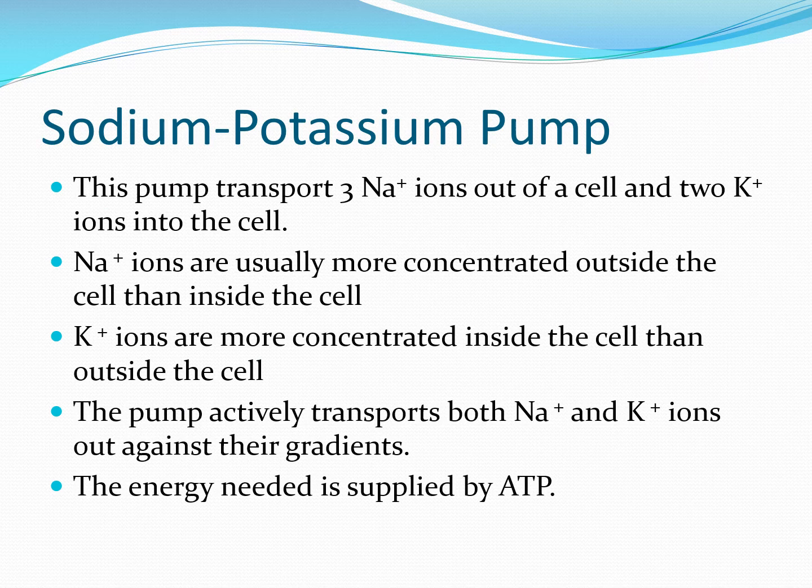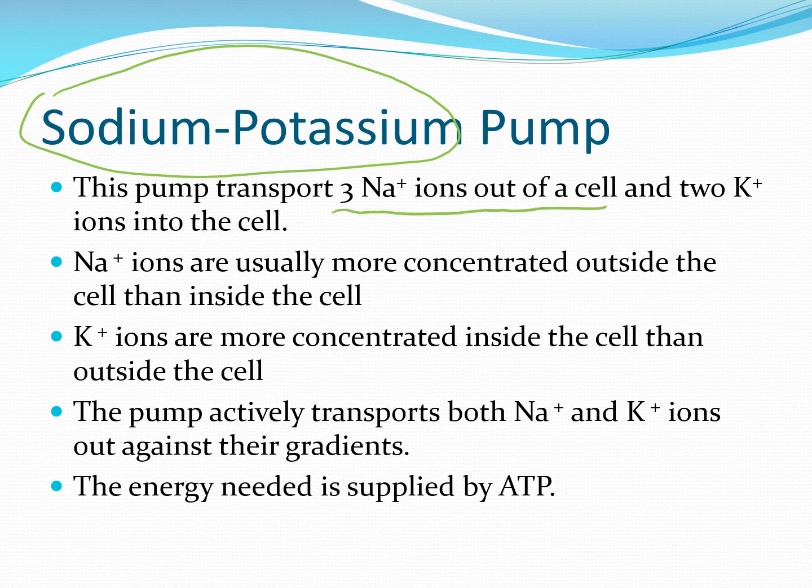One example is the sodium-potassium pump. It's kind of famous, a well-known example. This pump transports 3 sodium ions out of a cell and 2 potassium ions into the cell. The energy that is needed for this to happen is supplied by ATP, and it transports sodium and potassium ions out against their gradients. I know I'm not really going into this in too much detail. We'll watch a video when we're in class on your day, so we'll get into more detail then.